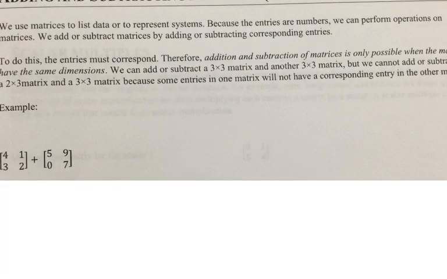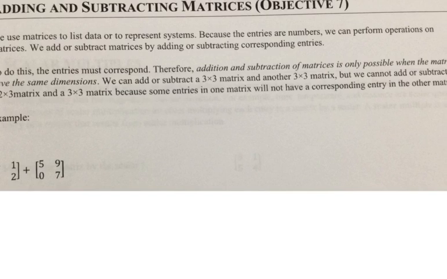So first thing we're going to do, we're going to start with adding and subtracting matrices. So it says here, we use matrices to list data or to represent systems. Because the entries are numbers, we can perform operations on matrices. We can add or subtract matrices by adding or subtracting the corresponding entries. To do this, the entries must correspond. Therefore, addition and subtraction of matrices is only possible when the matrices have the exact same dimensions. We can add or subtract 3x3s with another 3x3, but we can't add or subtract a 2x3 with a 3x3 because the entries won't match up.